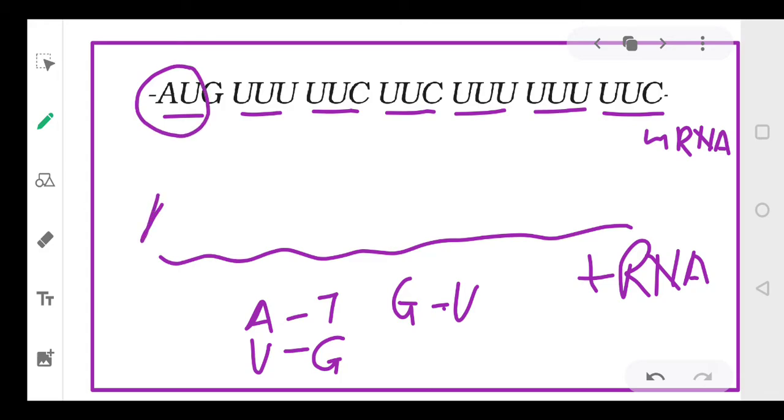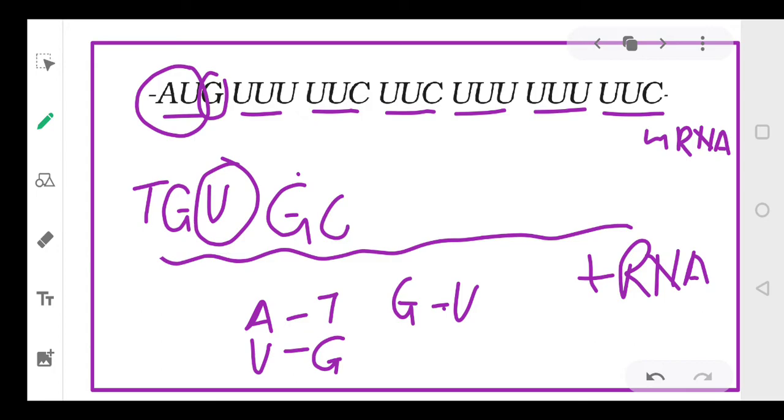A will pair with U, U will pair with A. But for the third, there is no necessity that it always pairs with U. There is no guarantee. Okay? But yes, we can generate a sequence based on this easily. We can propose a sequence on tRNA, right? So it is very easy because mRNA is there.